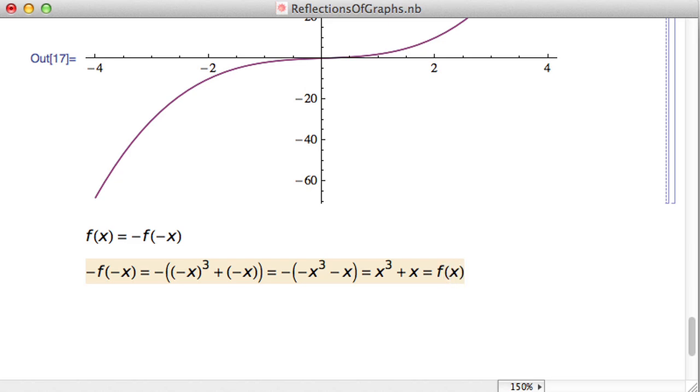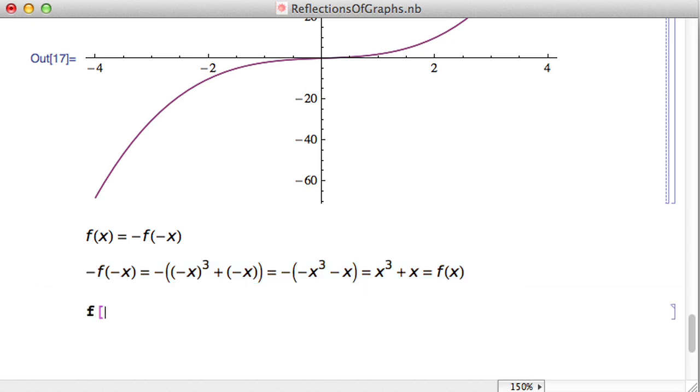So when you're proving that a function is odd, you have to show this chain of equalities. You have to show that when I take minus f of minus x, that I can algebraically manipulate that to get back to f of x. If you can't do that, then it's not an odd function.